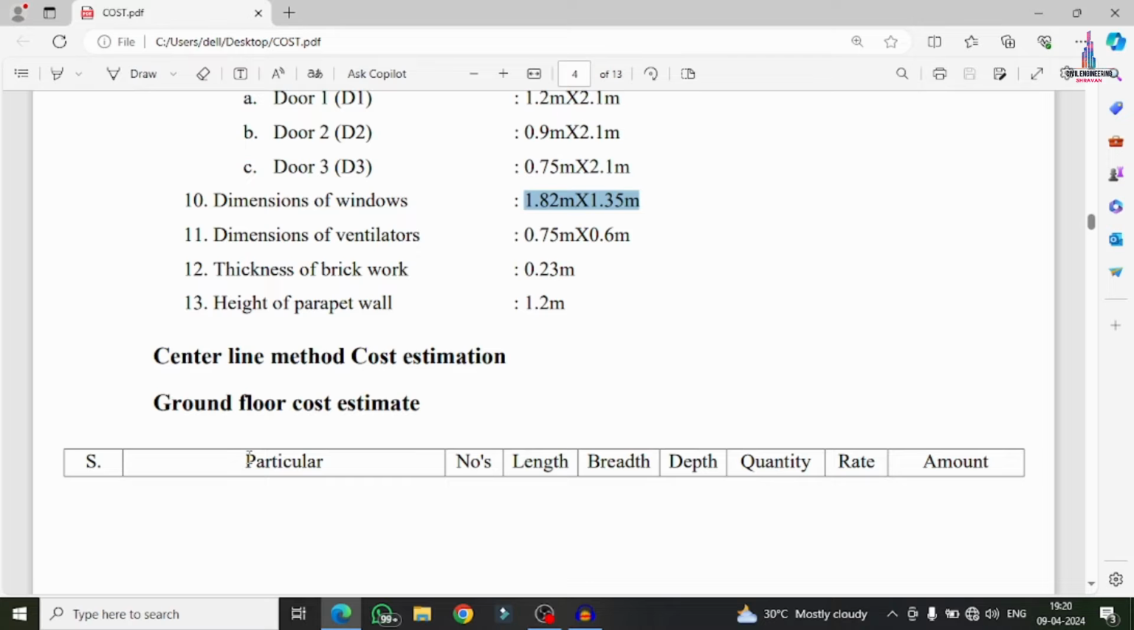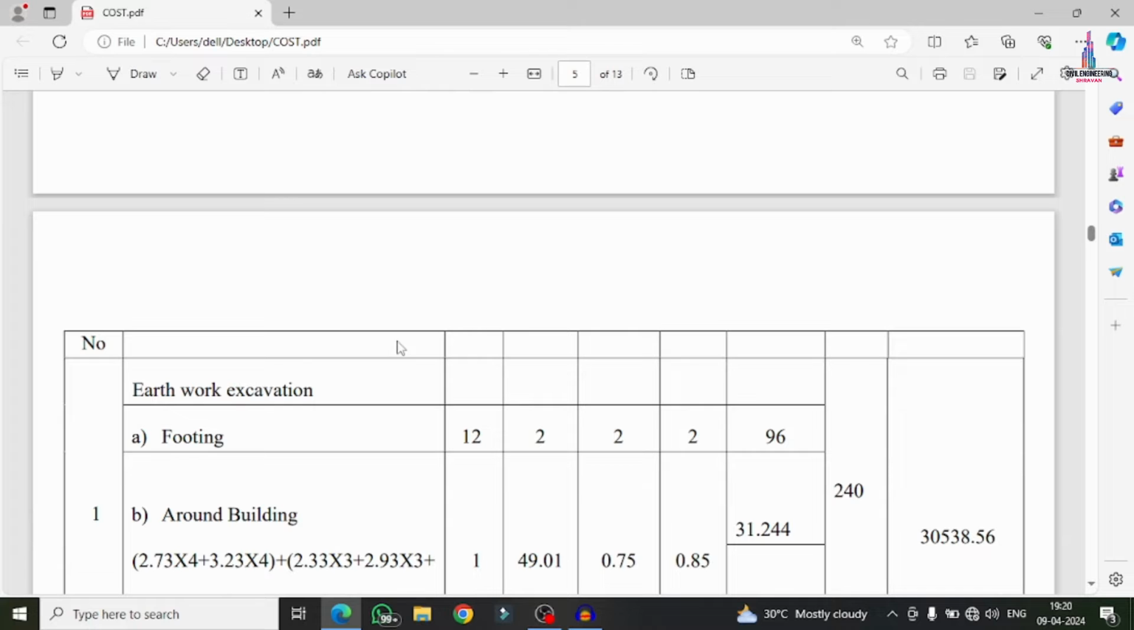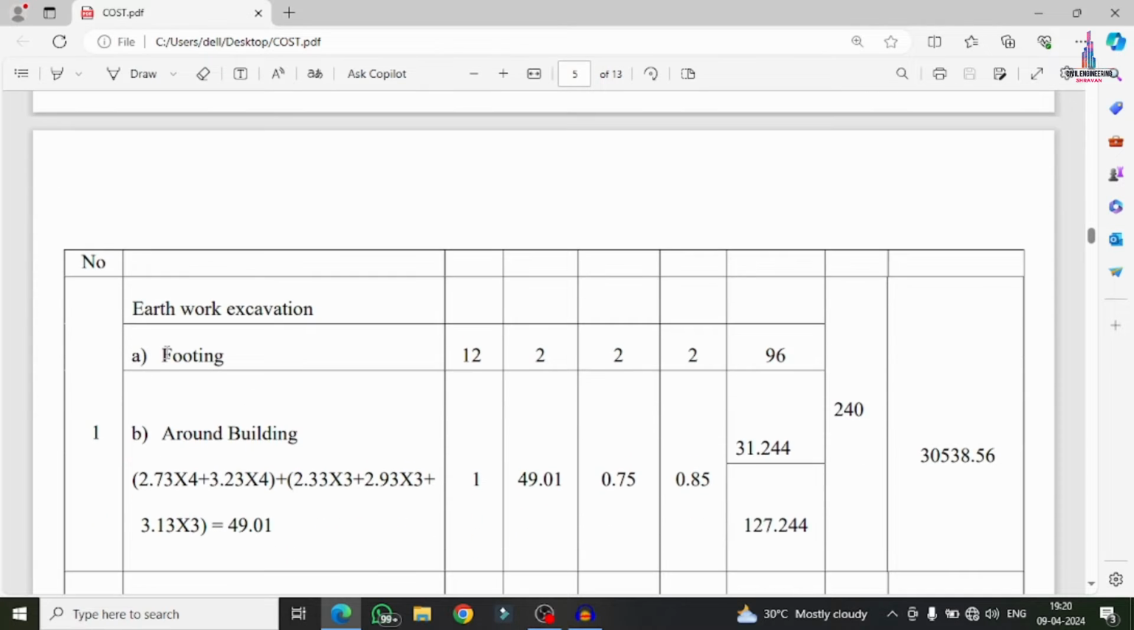Now I will explain how to calculate the cost estimation for this particular project. The ground floor section will consist of serial number, particulars, numbers, length, breadth, depth, quantities, rate and amount, like this. Firstly, we will start with number 1, which is earthwork excavation. This is the starting point of any project. The first one is related to the footing section. In this project, the total number of footings is 12 here.